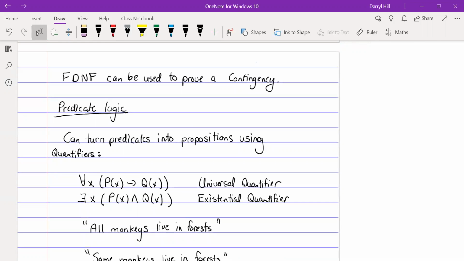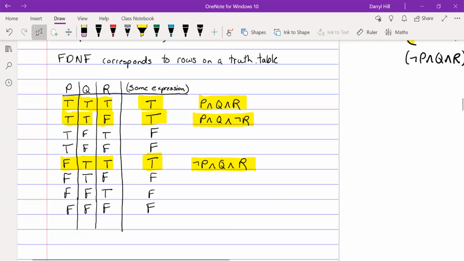Right. So full disjunctive normal form can be used to prove a contingency. So if I have three propositions and my full disjunctive normal form has three conjunctions, then I know that's a contingency because I have 3 true values and 5 false values in my truth table. If I wound up with 8 conjunctions, then it would be a tautology.